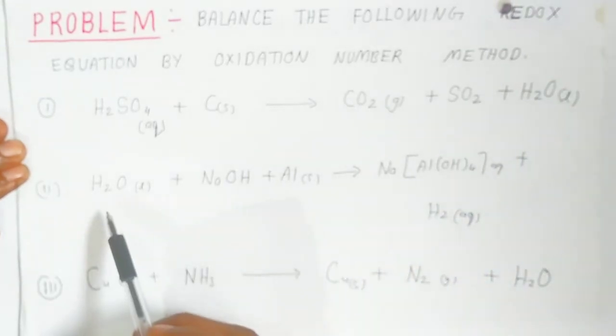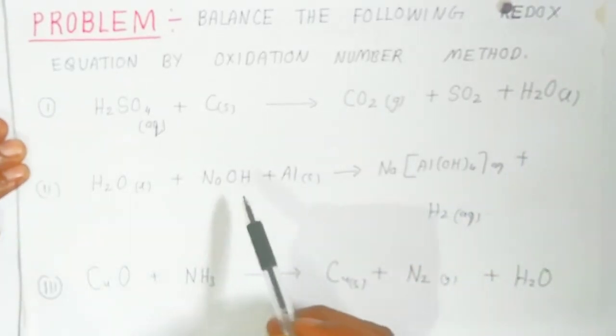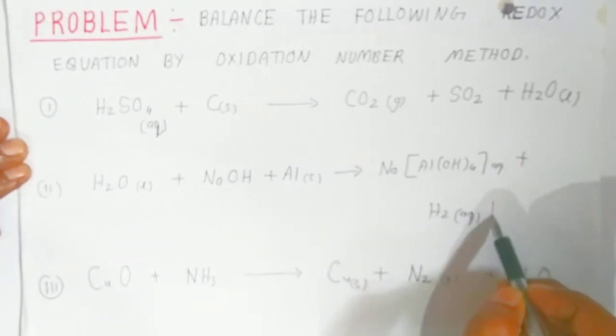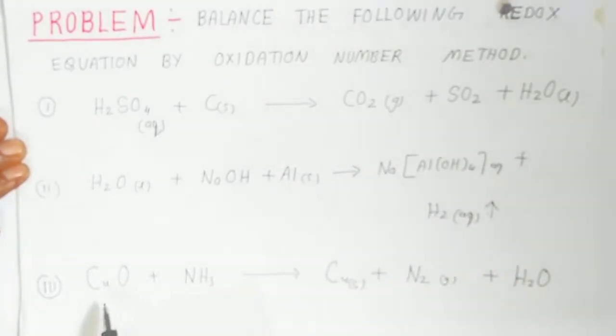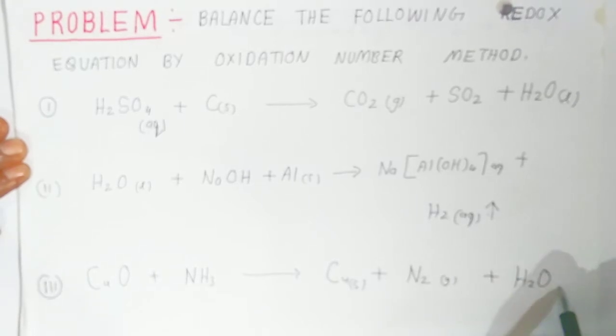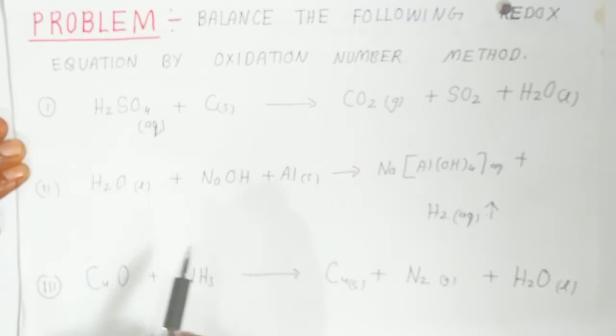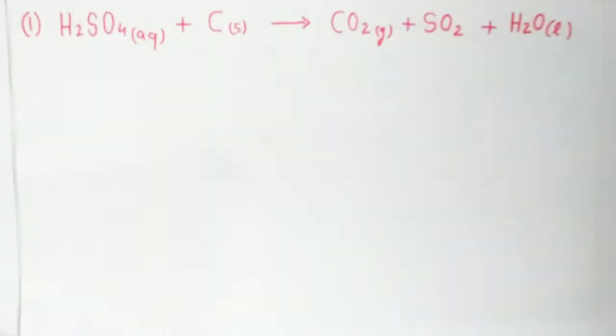Second reaction students, water when reacted with NaOH and aluminum will give sodium aluminum hydroxide, and hydrogen gas will be liberated. Now third reaction students, you have copper oxide when reacted with ammonia, it will give you copper solid, nitrogen gas and water as the liquid. Now how are you going to balance these redox equations? We are going to see them one by one. First, we are going to see a reaction.